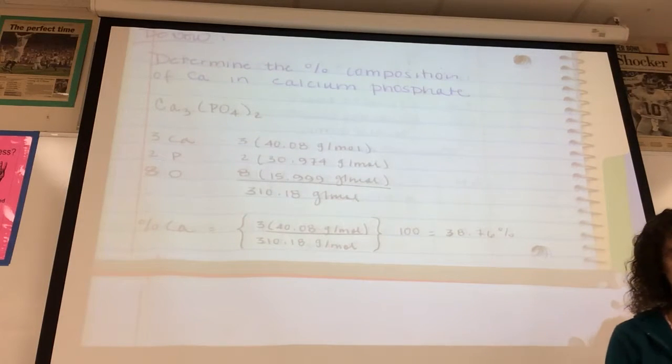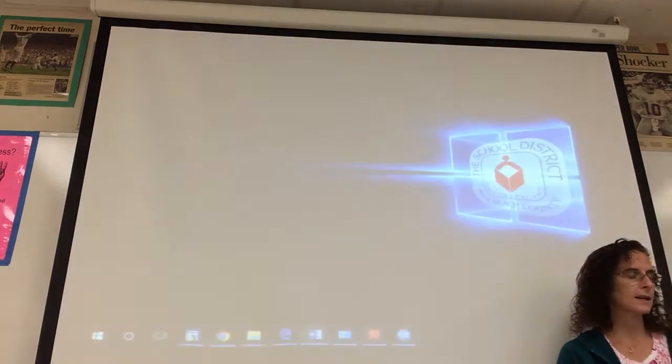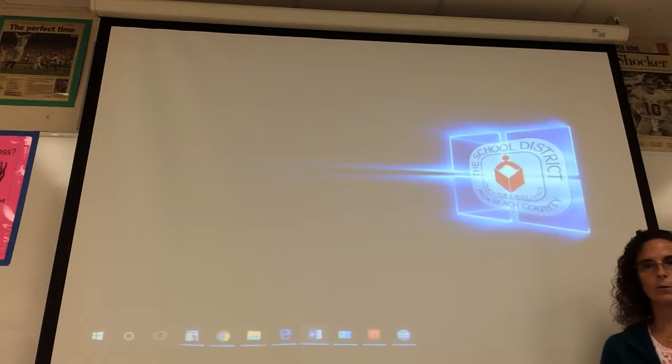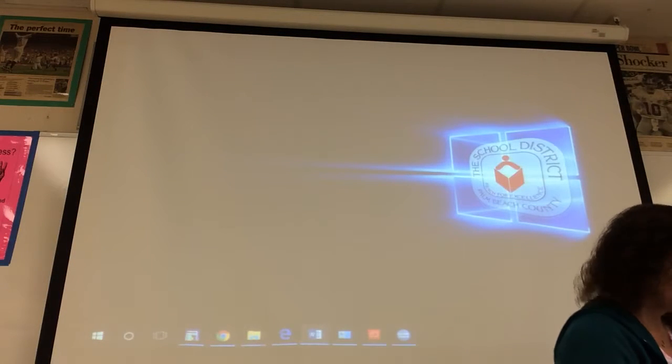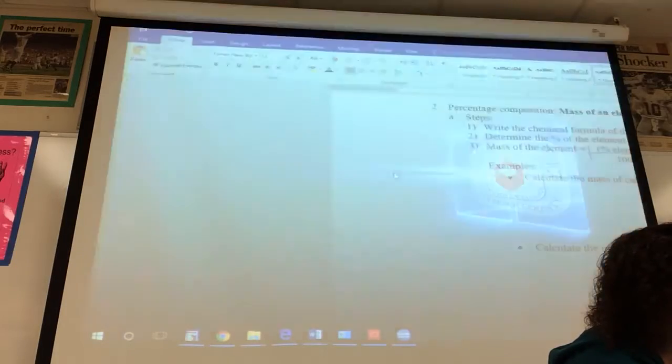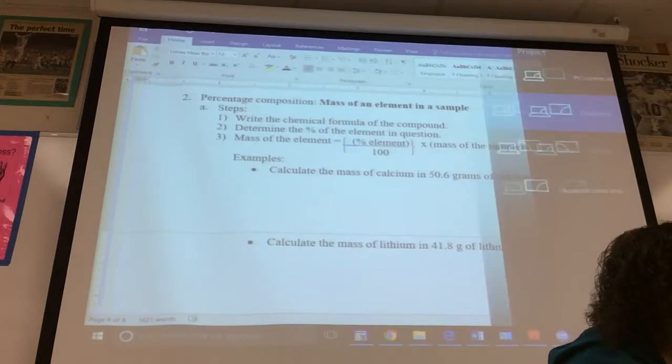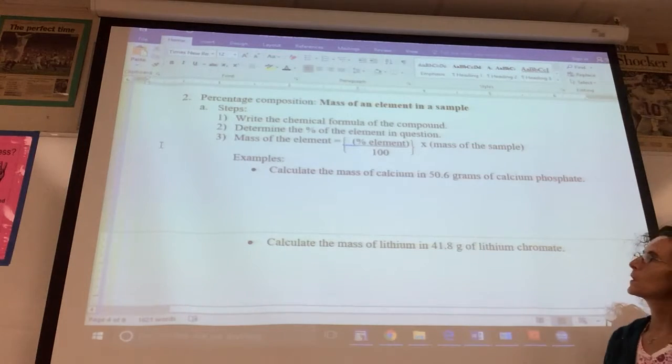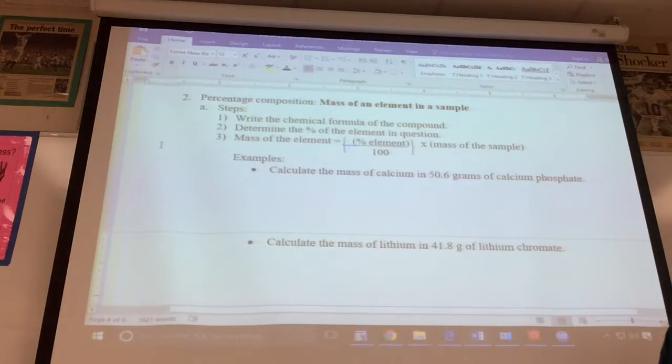So this all fits into the elemental analysis that we introduced previously, and we already know, oopsie, I haven't mastered my new computer yet, but I will. There it is.